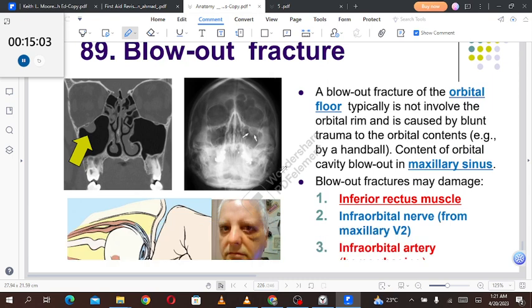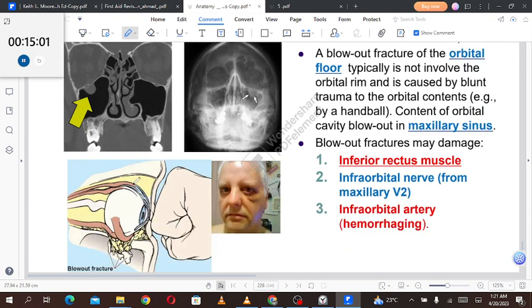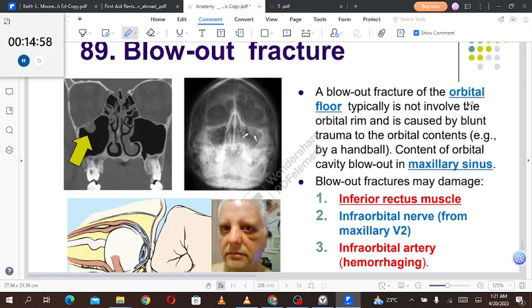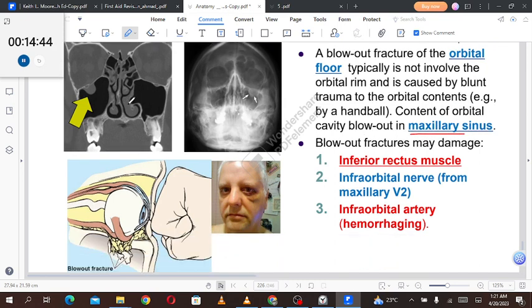What is a blowout fracture? There will be a teardrop sign. A blowout fracture of the orbital floor typically does not involve the orbital rim and is caused by blunt trauma to the orbital contents, for example by a handball. The content of the orbital cavity blows out into the maxillary sinus. Here you can see the contents of the orbital cavity coming down into the maxillary sinus. This is called the teardrop sign.